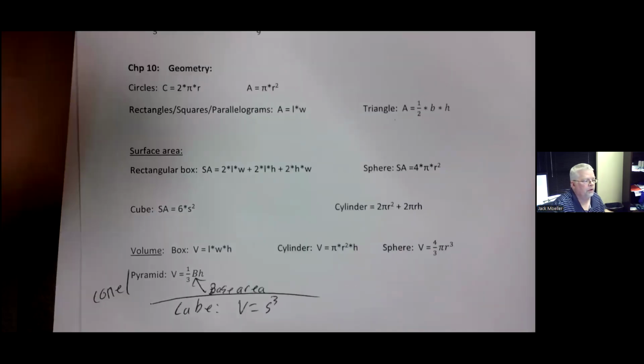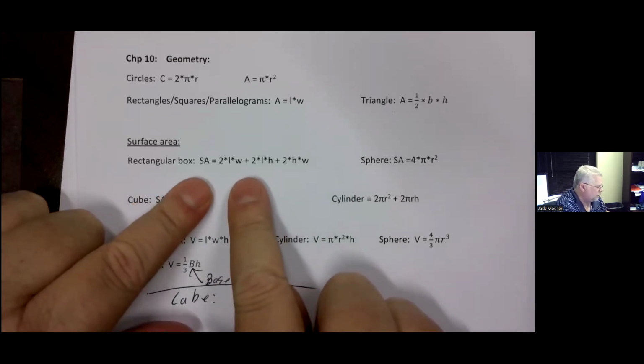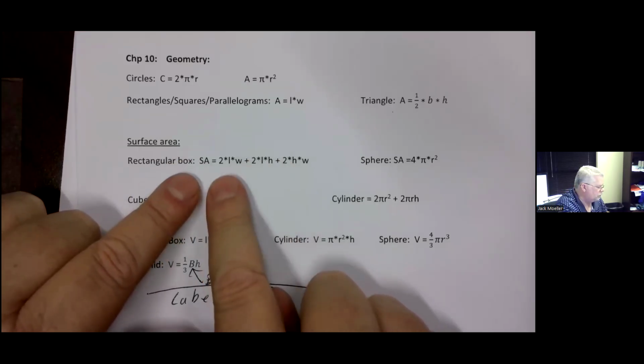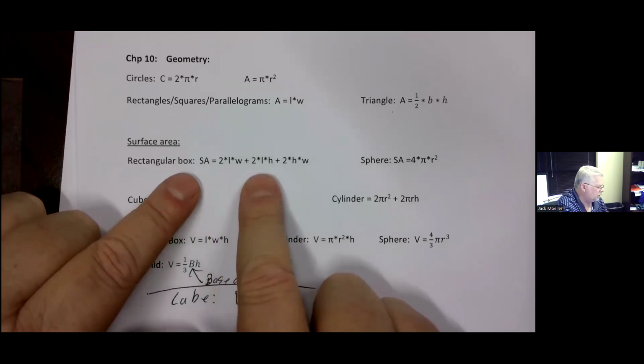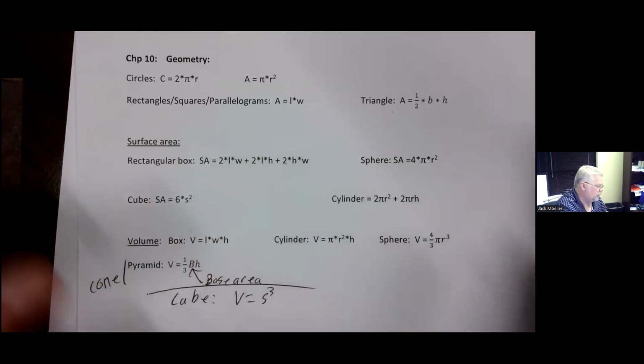So I'm on page 7 in the chapter 10 handout. Just as a reminder, the formulas are on the formula sheet. For the surface area, we're dealing with a rectangular box, and I'm going to explain this formula after I give them all to you. The surface area of a box is 2 times length times width plus 2 times length times height plus 2 times height times width. Again, I'll explain all these.